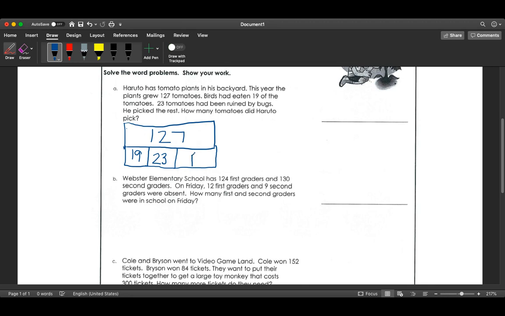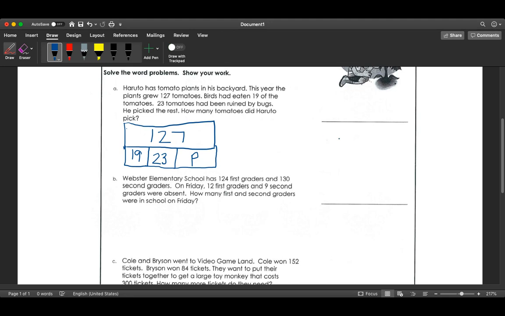And so how many was he able to pick? You're going to need to think about how many he started with, and then how many he lost to birds, and then how many he lost to ladybugs, and then the remaining amount will be how many he was able to pick. So use this bar model to set up your equation and find the answer.